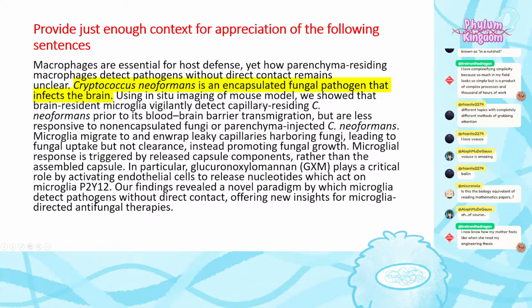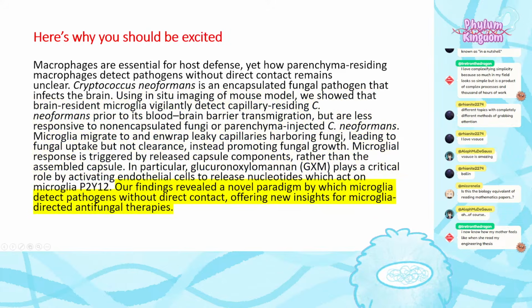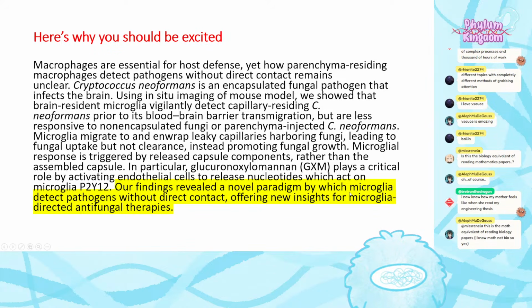They provide just enough context for appreciation of the following sentences. So, Cryptococcus neoformans is an encapsulated fungal pathogen that infects the brain. So they're defining exactly what the reader needs. And then this stuff is a preview of the findings, right? This stuff is not comprehensible if you don't have a biology background. We'll just ignore it. But they are telling you, here, this is what we found. And then here's why you should be excited. Our findings revealed a novel paradigm, a new way by which these cells, microglia, can detect pathogens without ever touching them, offering new insights for microglial antifungal therapies.